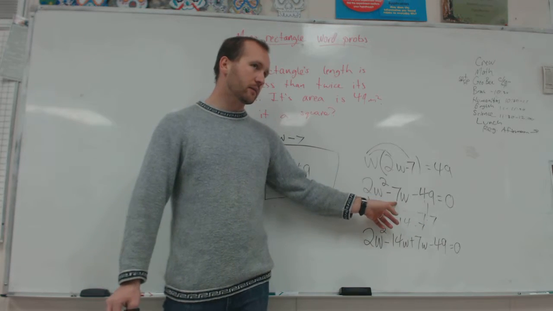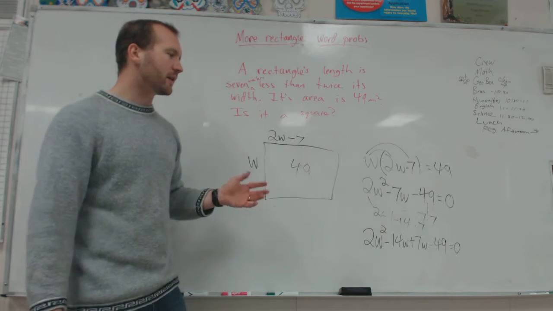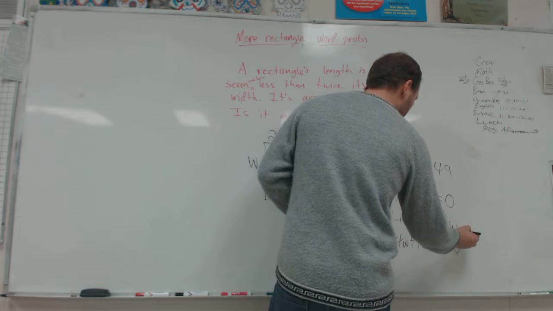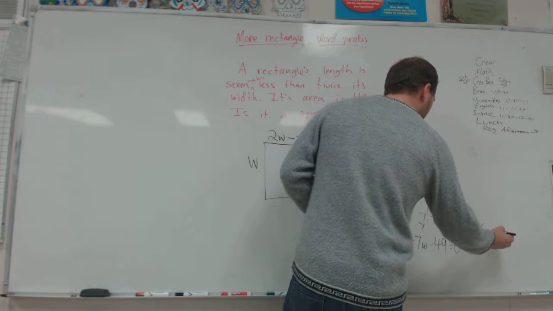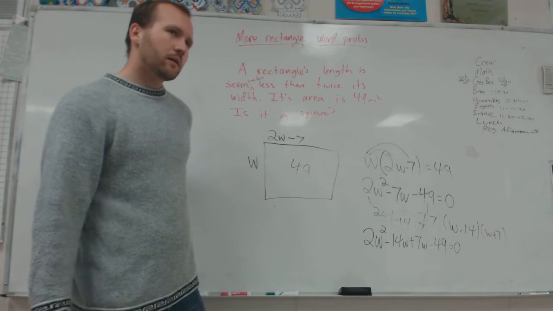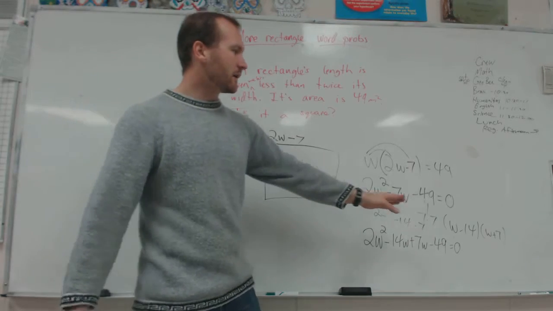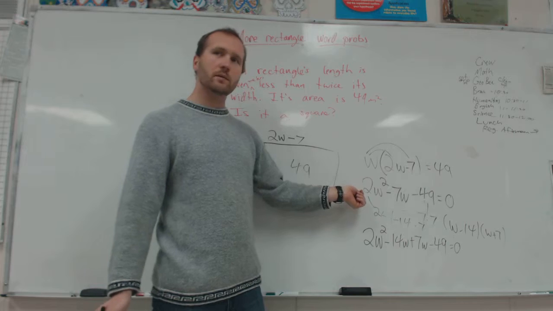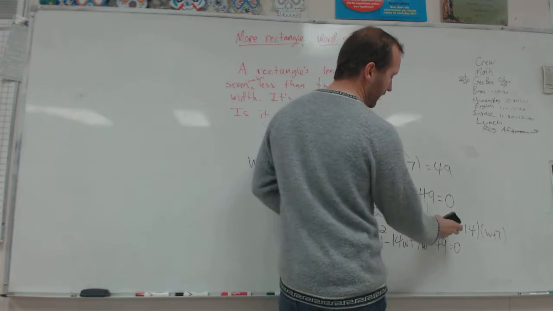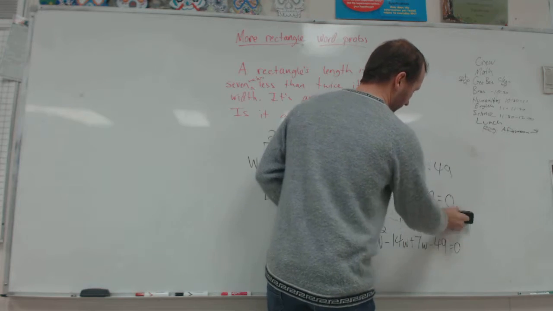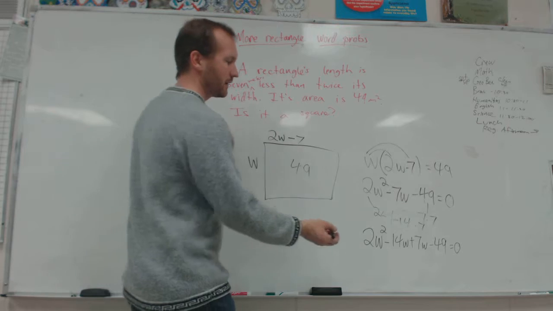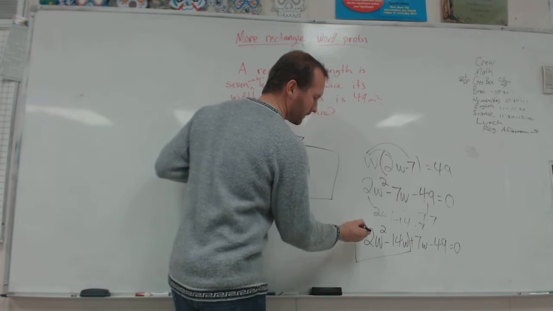equal that negative 7. It's really important that you don't get carried away and all of a sudden go, oh, W minus 14, W plus 7, because that's not going to work. W times W is not going to equal 2W squared. So again, check your work. Whenever you get those factors, check your work.